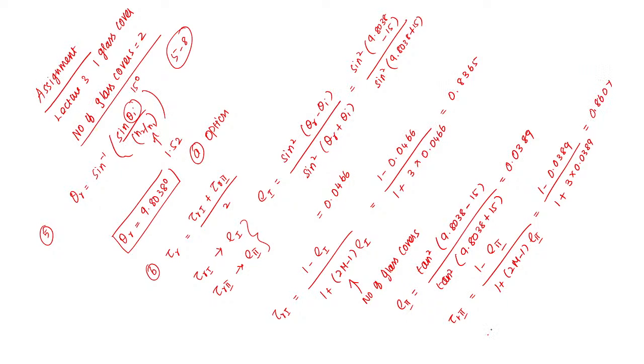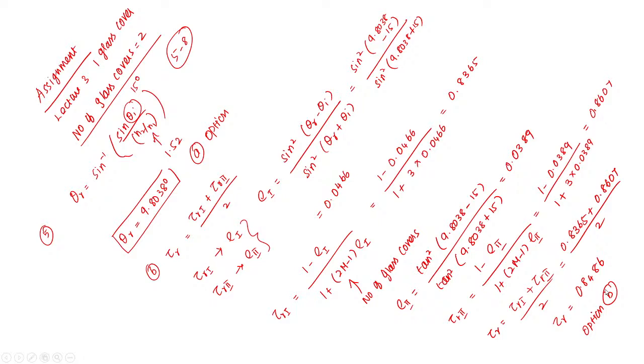So the tau r2 value is 0.8607. Tau r is nothing but (tau r1 plus tau r2) upon 2. If you take the average of 0.8365 plus 0.8607 upon 2, what you get is tau r as 0.8486. The option is B. So that is the 6th question. The next one is the 7th one. There also only the formula is different.